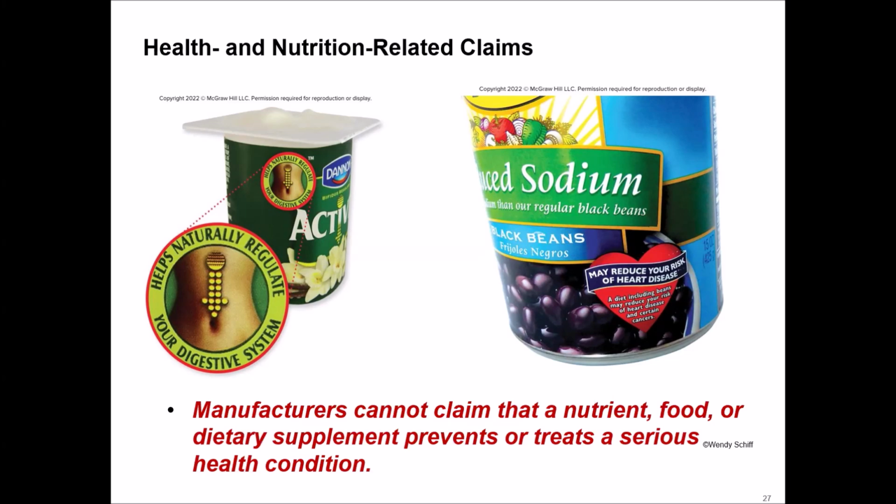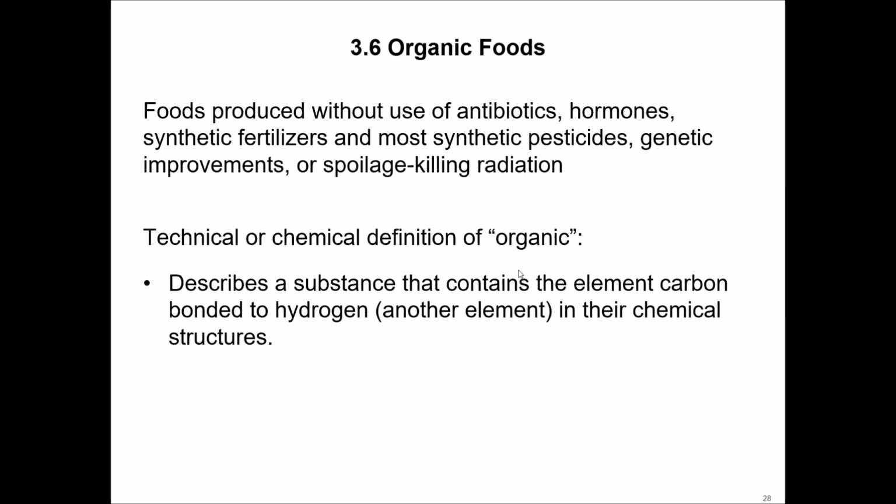And so this kind of comes close to that as an example. This says a diet including beans may reduce your risk of heart disease and certain cancers, although there are many other factors that may play into cardiovascular disease and cancer. So go to your pantry, go to your food area, and look at what kind of health claims you find, and see if they do follow these guidelines.